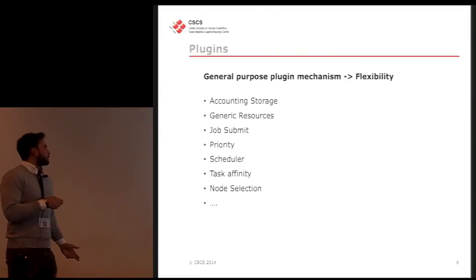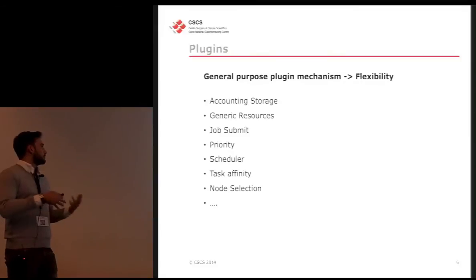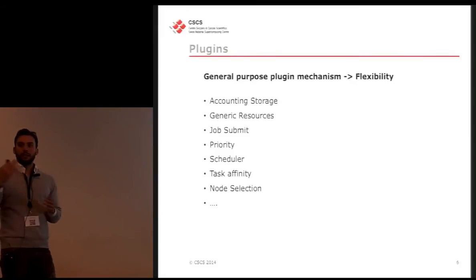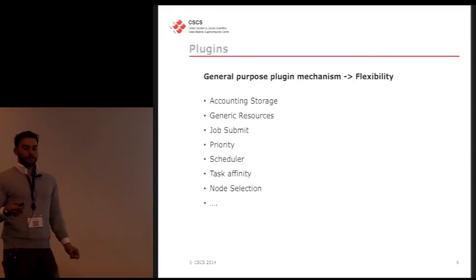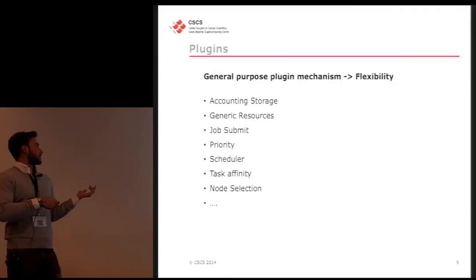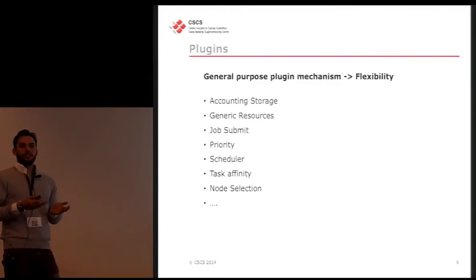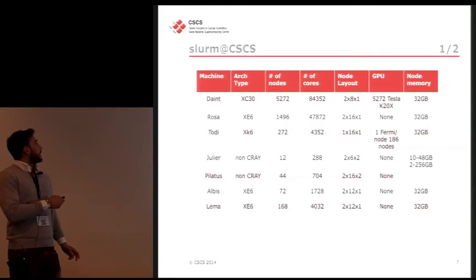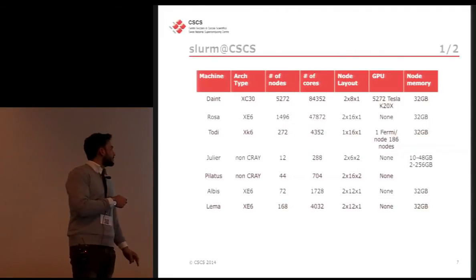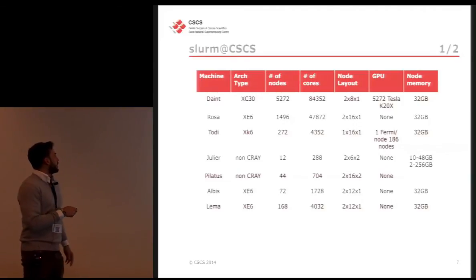Task affinity is used for binding jobs to specific CPUs or processors. And node selection permits you to choose the node, for instance. On the Cray, there's only one possibility, but otherwise you can select a linear node selection, and so on.